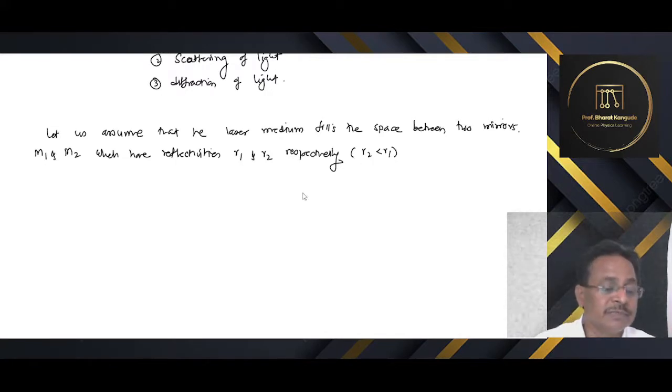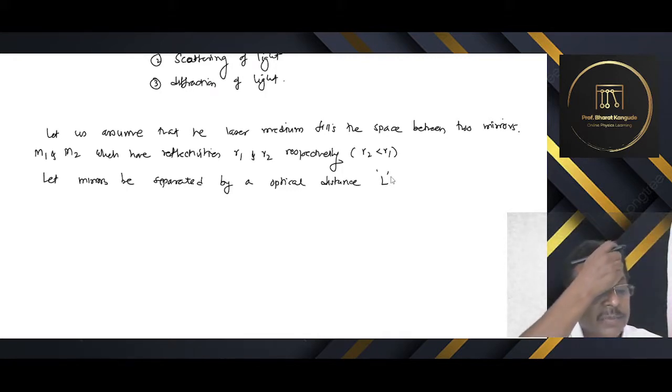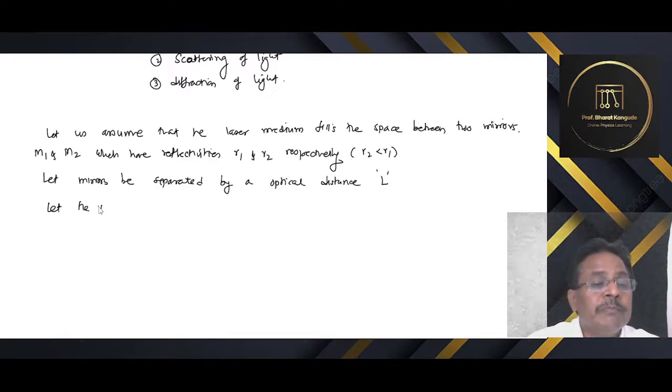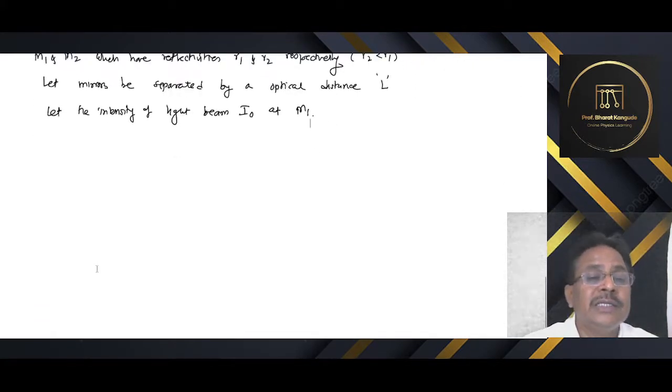Note that R2 is less than R1. R1 is more, R2 is less. Now let the mirrors be separated, and we can draw the diagram again here, separated by an optical distance capital L. Then let the intensity of the light beam, the initial value, be I0 at M1. Near the first mirror M1, the light intensity is taken to be I0.